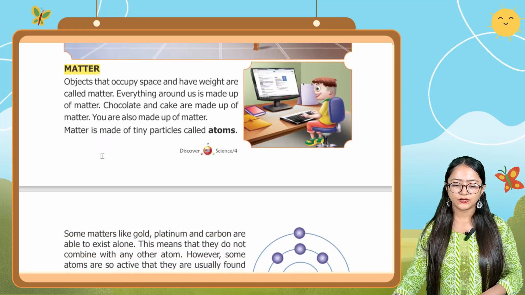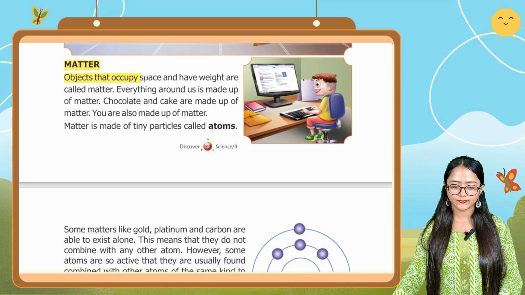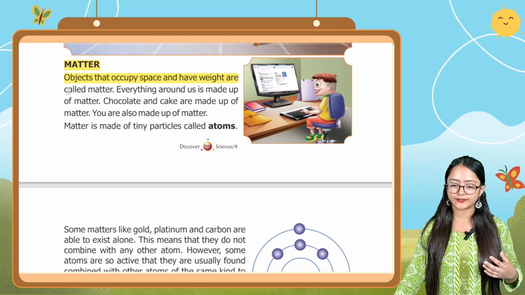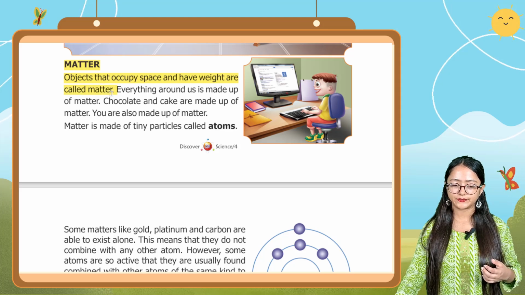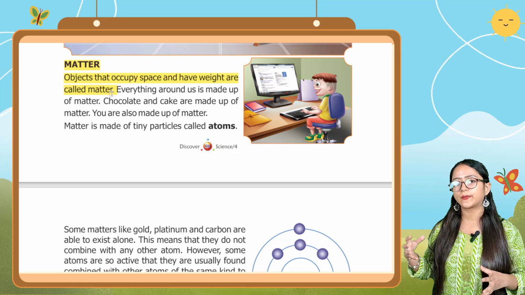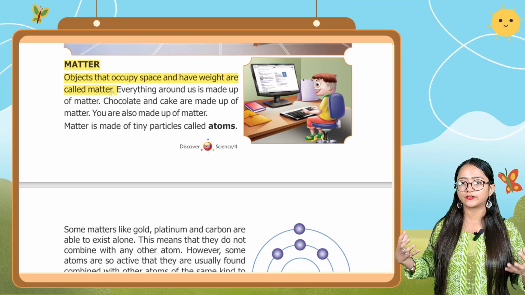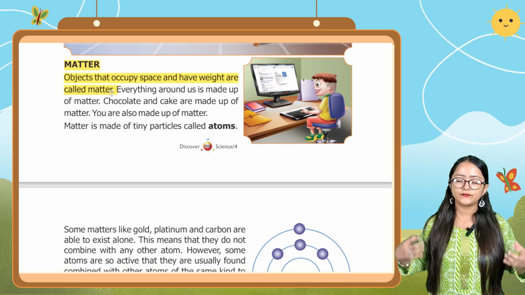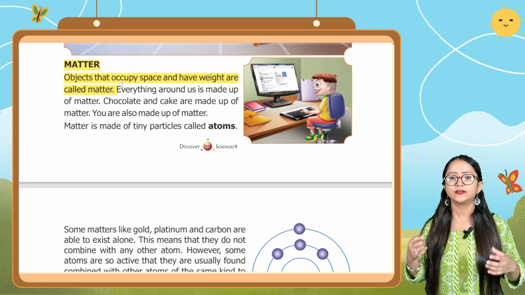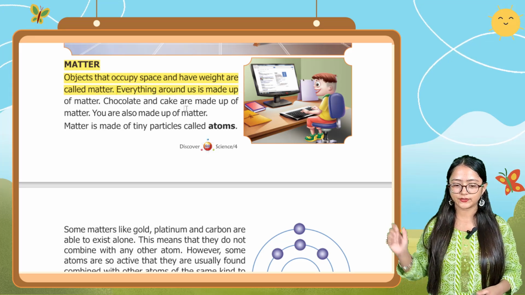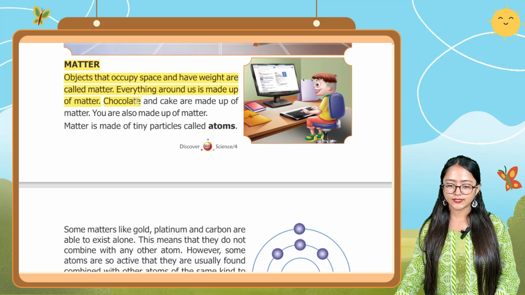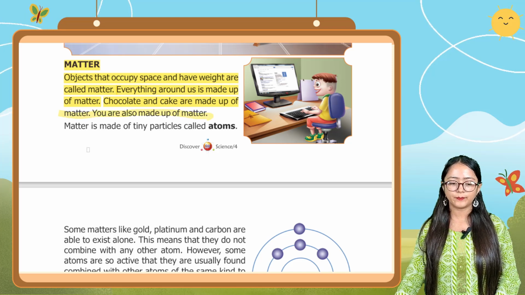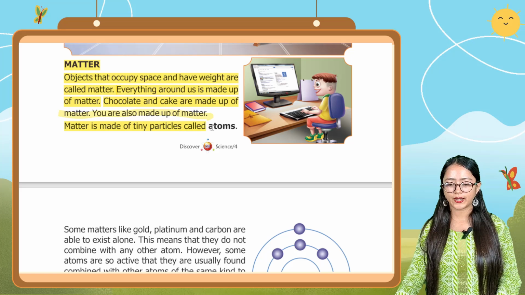Now the first point is matter. Objects that occupy space and have weight are called matter. For example, us: we are sitting on the chair, occupying space, and we have weight. So we are also matter. Everything around us is made up of matter. Chocolate and cake are made up of matter. You are also made up of matter.